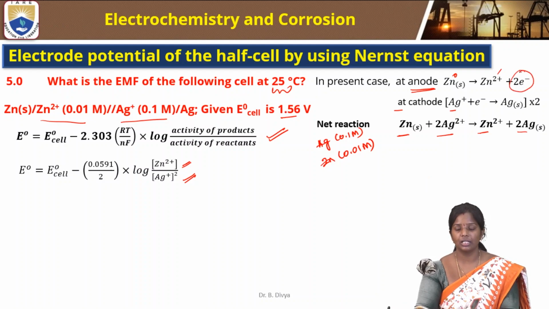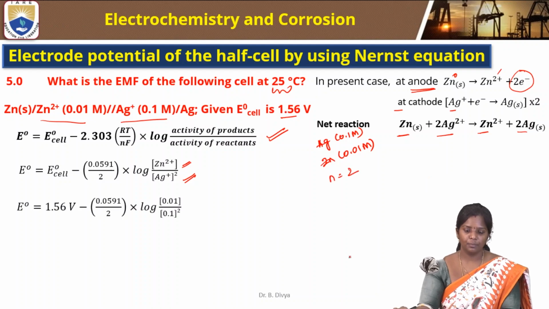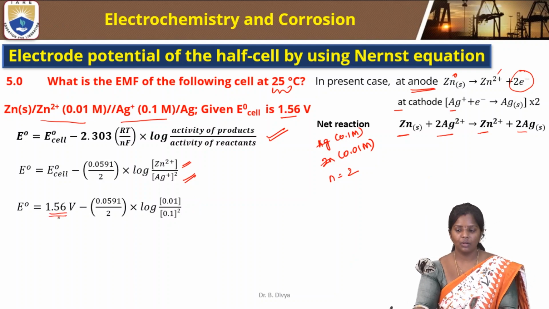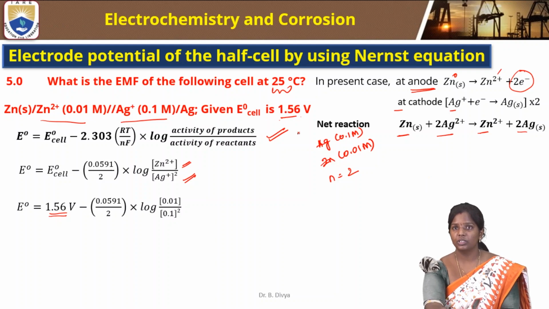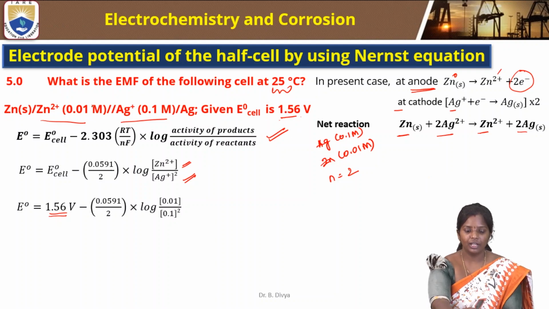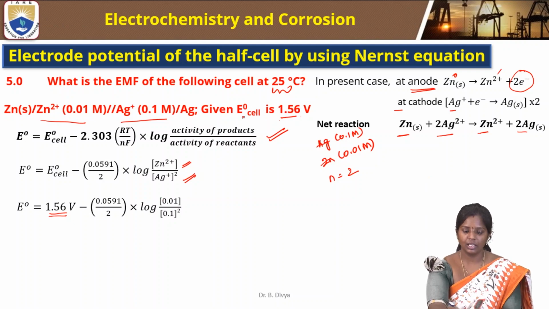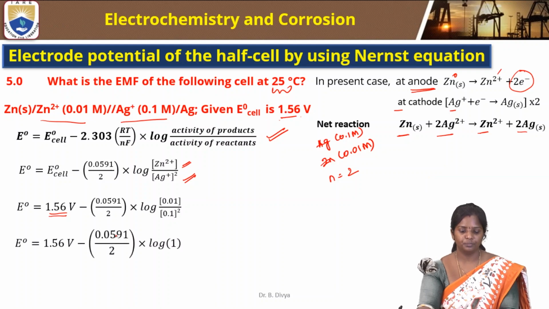So therefore n is equal to 2. And upon recalculation, we substitute the E cell value also, plus 1.56, that is given in the question. So whenever we find two concentrations that are given, we can happily go with the activity formula. So substituting those, the E cell and 0.0591, because 25 degrees centigrade, n value is 2.